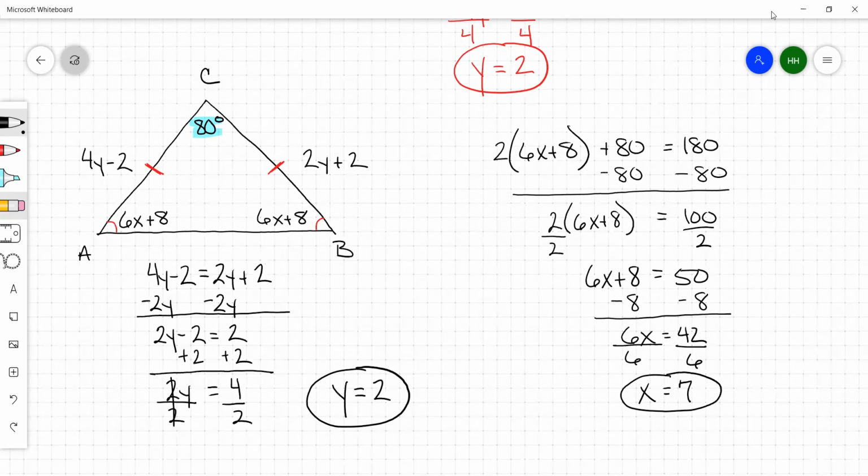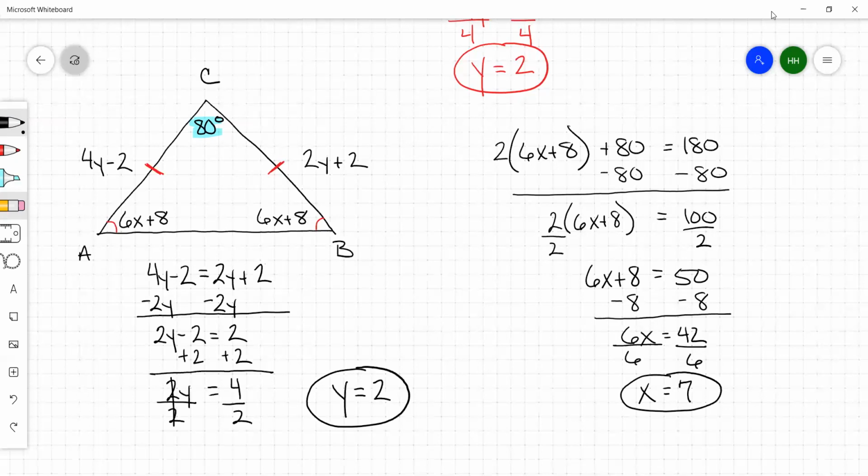All right, so any questions on any of the problems that we've done today? Oh wait, Mr. Holzenbeck, yes, sir. When you are solving for x and you get rid of the 2, do you just get rid of the other 6x plus 8? Yes, because we did 2 times 6x plus 8.